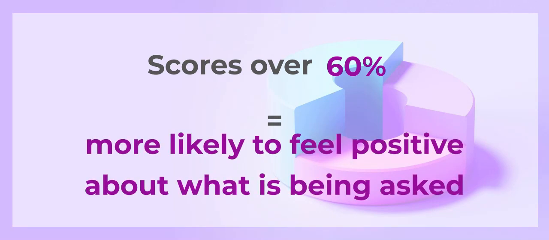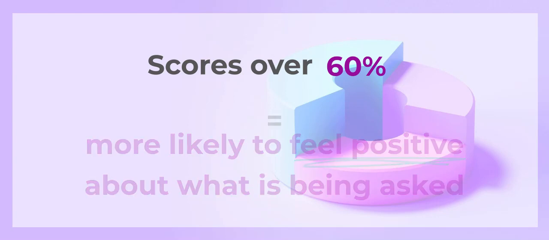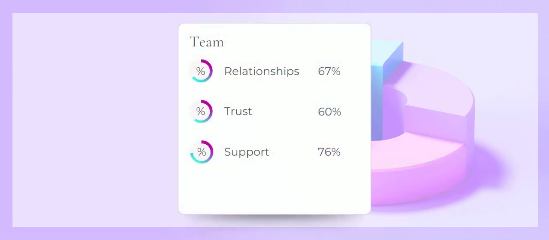If you have scores over 60%, it means people are more likely to feel positive about what is being asked than negative. If you've run more than one survey, there are arrows which show you whether survey averages have gone up or down since the last time the same survey was sent. If it is the first time a survey was asked, it will not have an arrow.